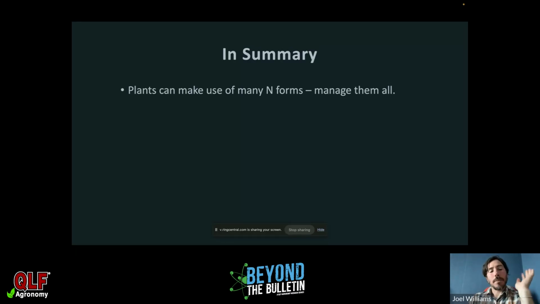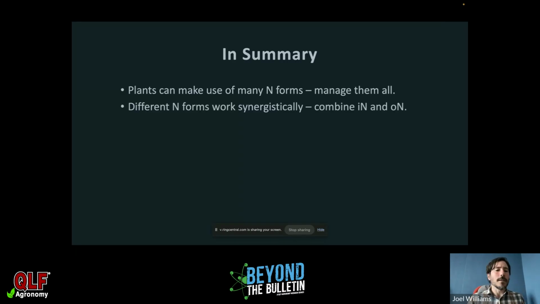So in summary, plants can make use of many different forms of nitrogen. And as good agriculturalists, we need to manage them all. It's not just about the main fertilizer inorganic forms. It's also about the organic forms. It's also about your soil health practices, trying to optimize soil biology, increasing soil biology so we can optimize some of the biological supply through that rhizophagy cycle, for example.